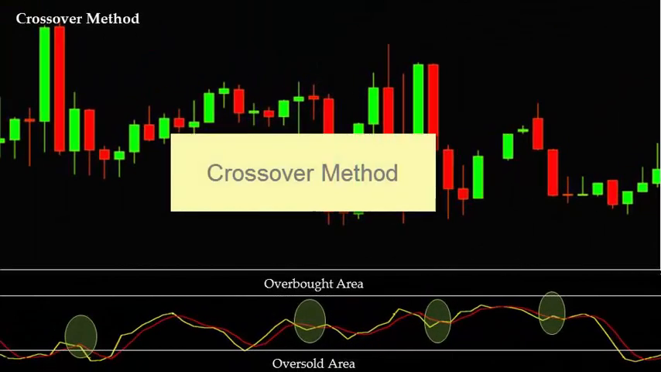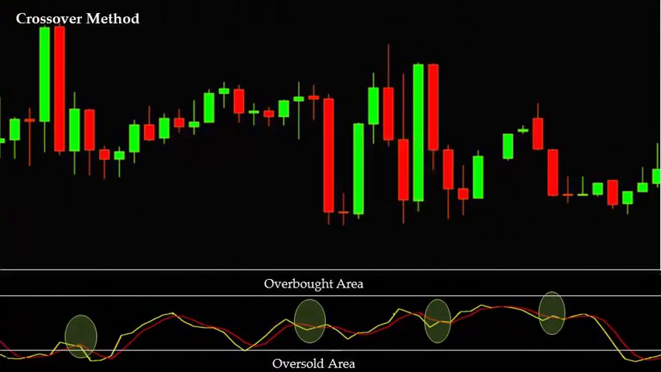With a crossover method, on the other hand, we buy when the fast yellow stochastic crosses up through the red stochastic line, and we sell when the fast yellow stochastic crosses down through the slow red stochastic line. Be aware that the crossover method is not really suitable for beginner traders. It often provides nervous signals that need to be filtered with another indicator or indicators.